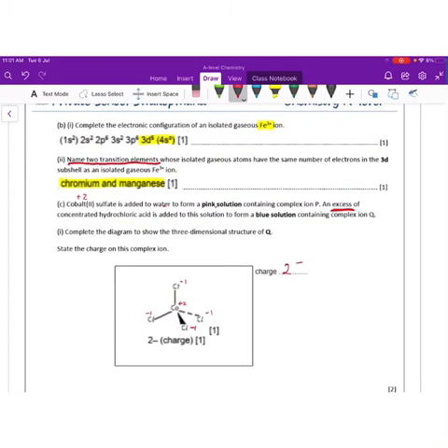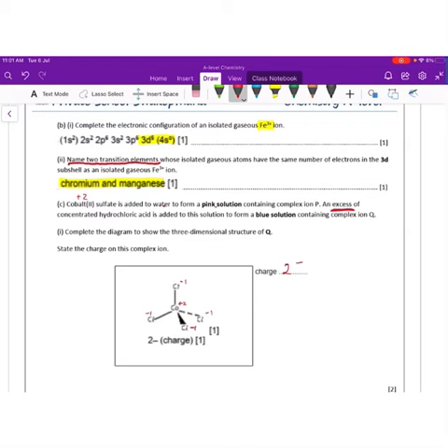Cobalt plus 2 sulfate is added to water to form a pink solution containing complex P. An excess of concentrated hydrochloric acid is then added to the solution to form a blue solution containing complex ion Q. Complete the diagram to show the 3-dimensional structure of Q.